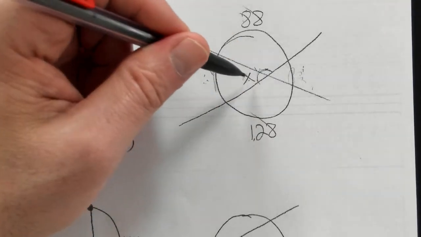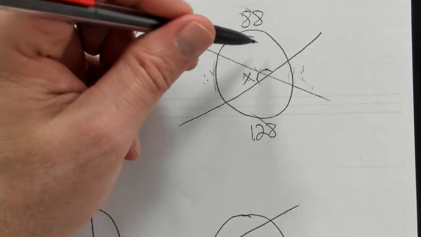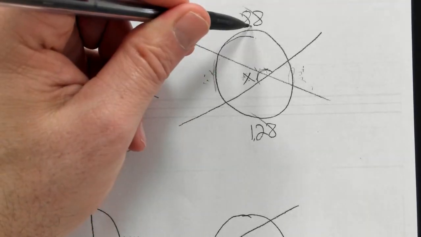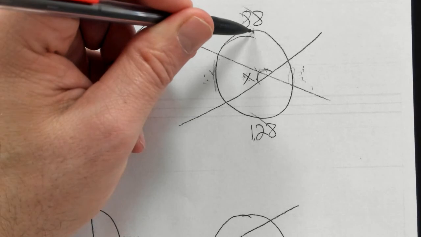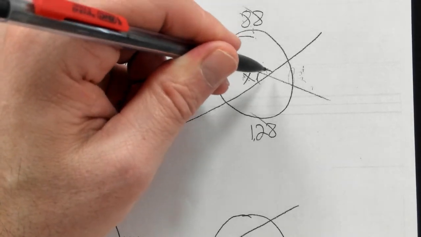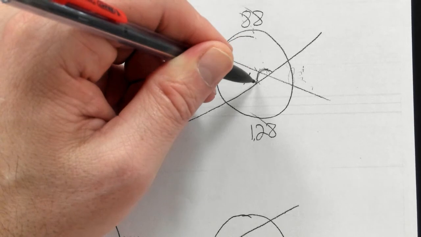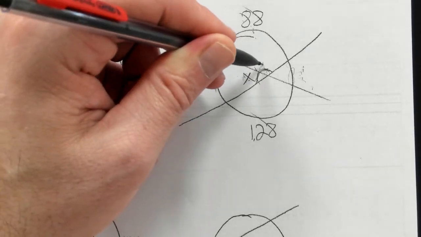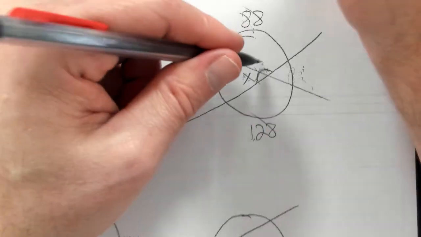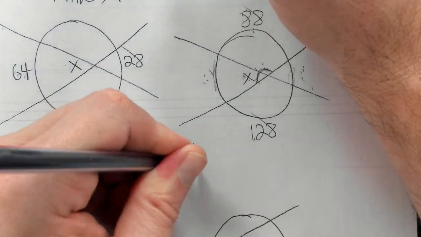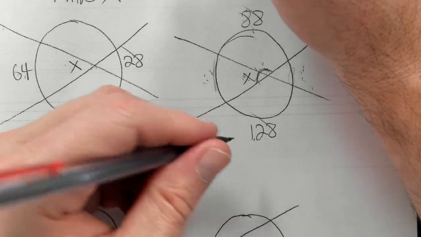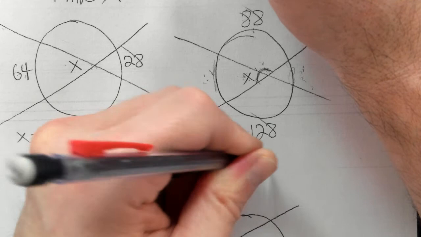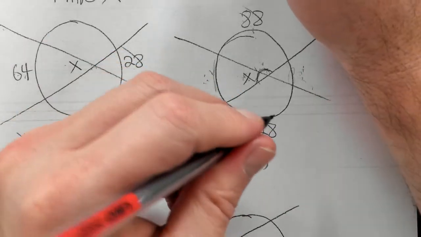So the question is, how are we going to figure out this angle? Well, here's the deal. I can get this angle because this angle is facing this arc. And then once I get this angle, I can subtract it from 180 because these two make a linear pair, and that would give me the x. So that's going to be my task. I'm going to find this angle and then subtract it from 180. Well, what would this angle be? This angle would be 1/2 of 88 plus 128, and that's going to be equal to 108.